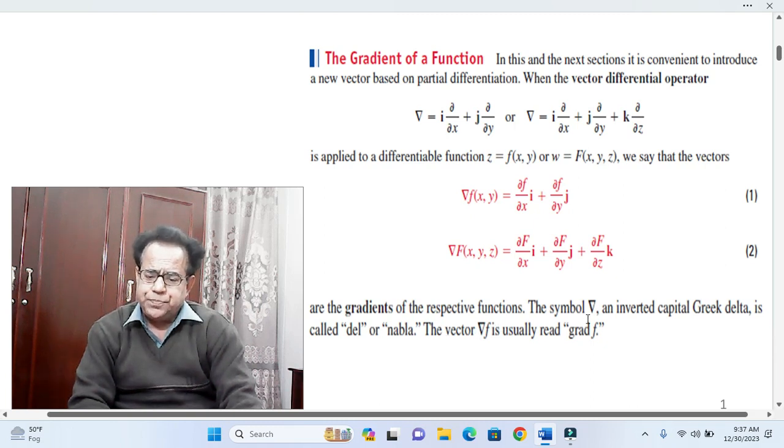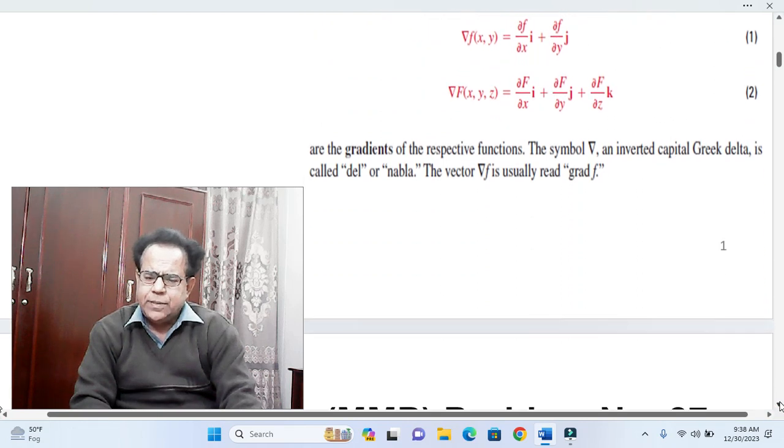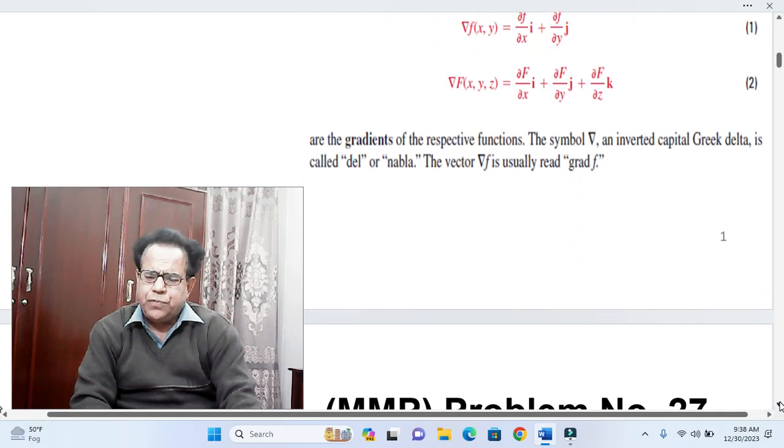The symbol del, an inverted capital Greek delta, is called del or nabla. It means this is del or nabla, but if it is inverted, then it becomes delta. The vector del f is usually read as grad f, gradient of f. Del f is read as gradient of f.